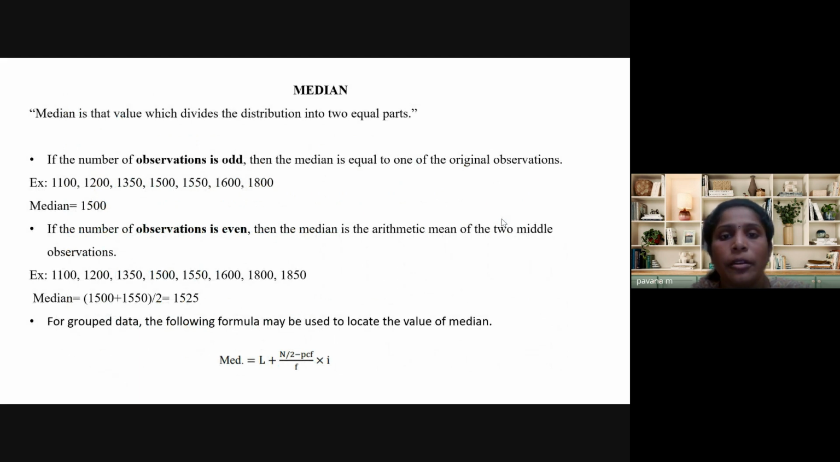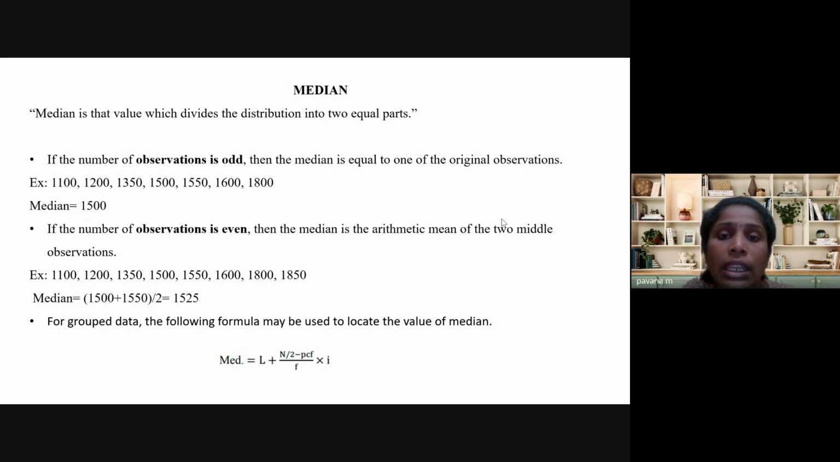And next one, median. So what is median? Median is nothing but the middle point of a particular series or distribution. It divides the distribution into two equal parts. That is called the median. So the median is the value which divides the distribution into two equal parts. When you consider the middle point or center point, then you can divide the distribution into two equal parts. That's why median is nothing but the middle point of that particular distribution.